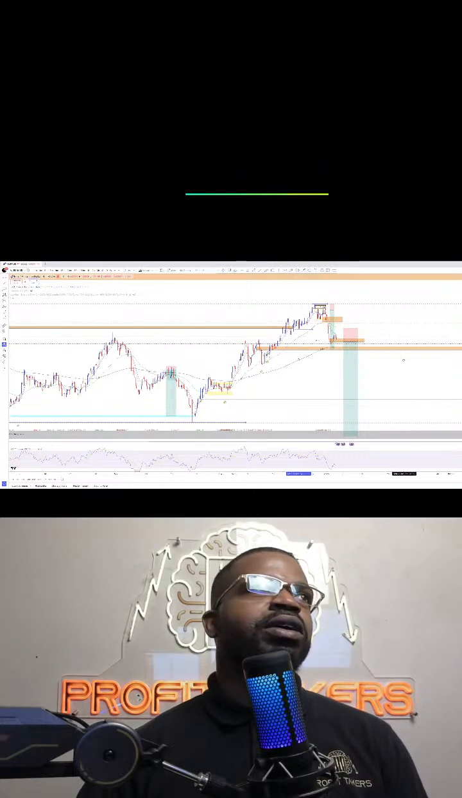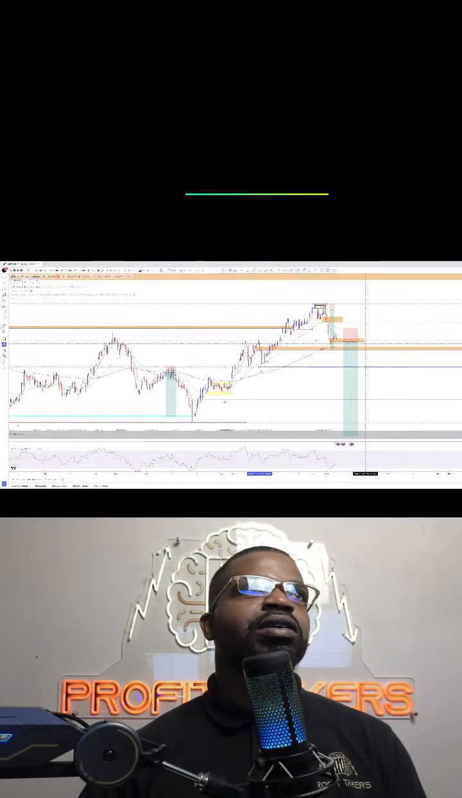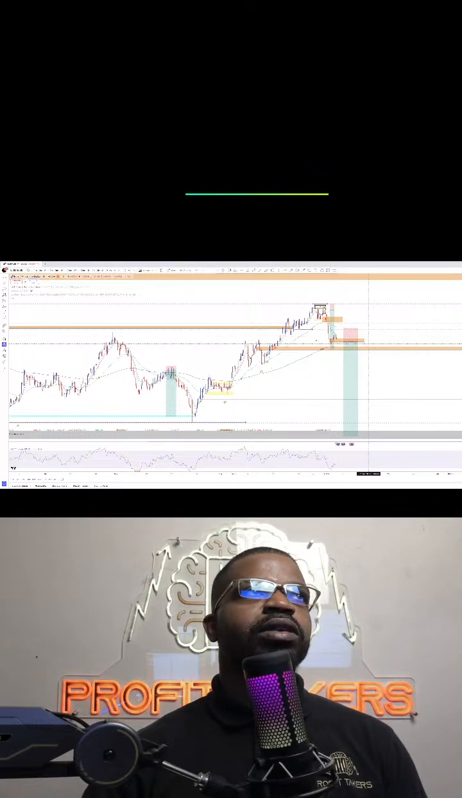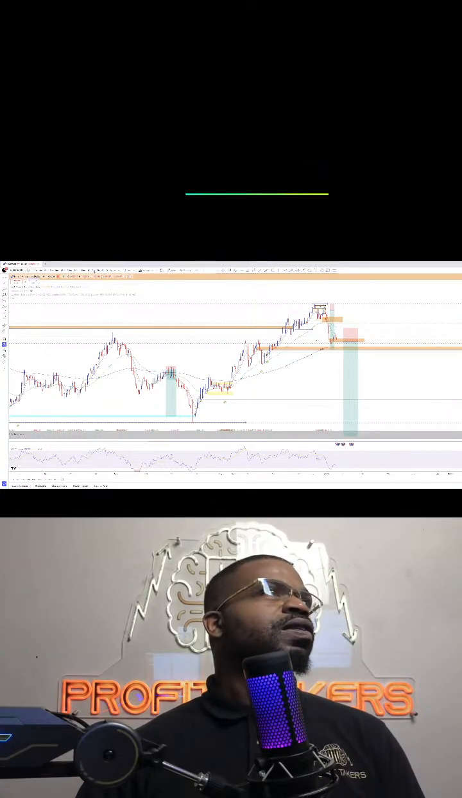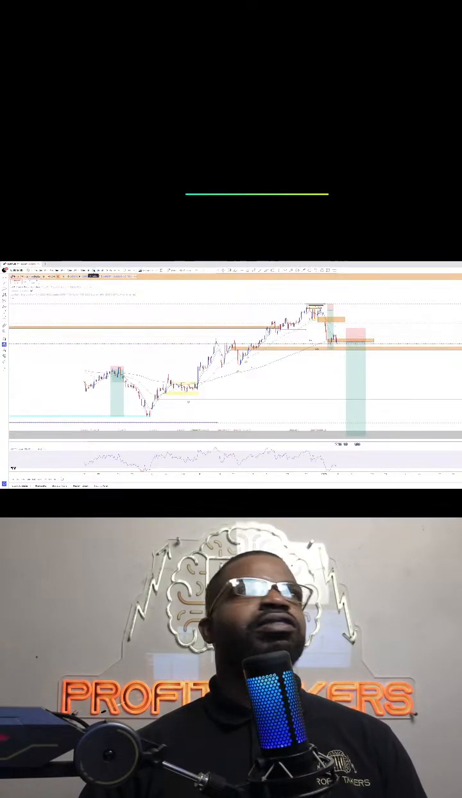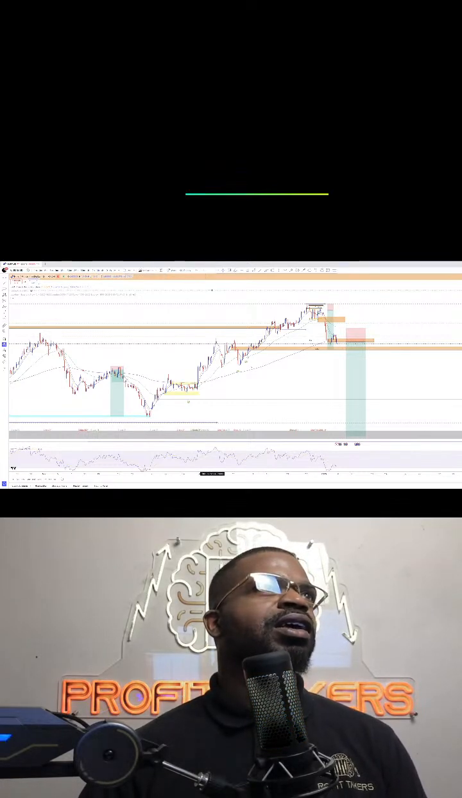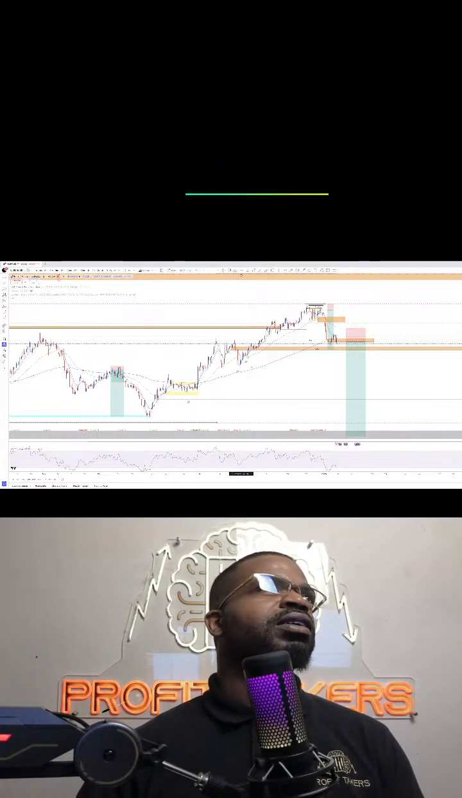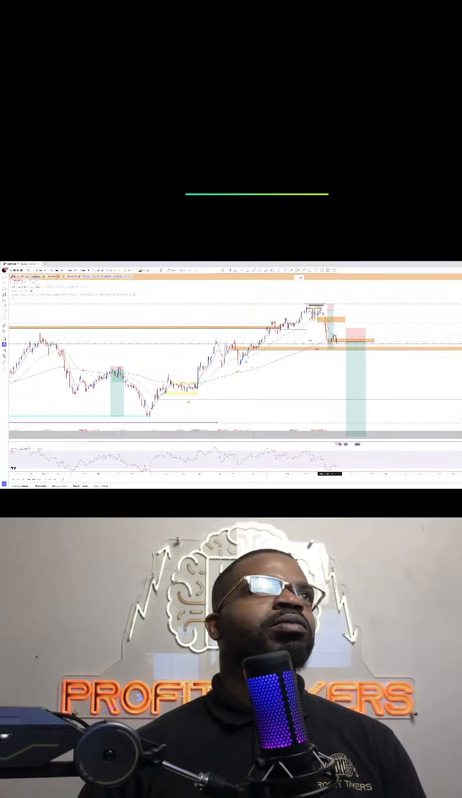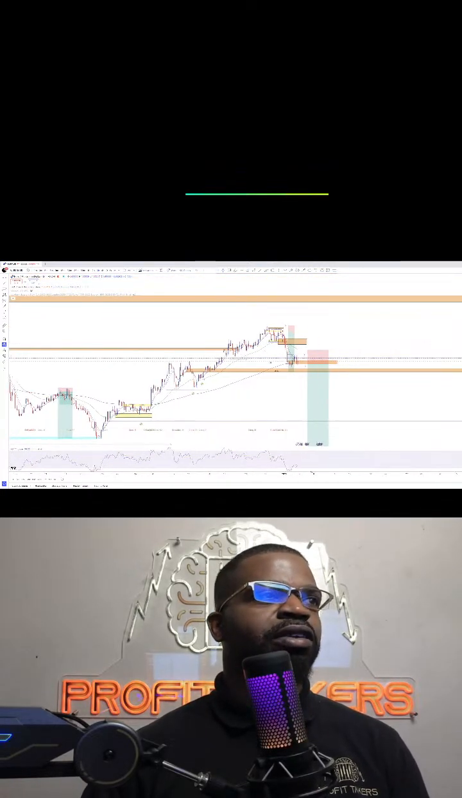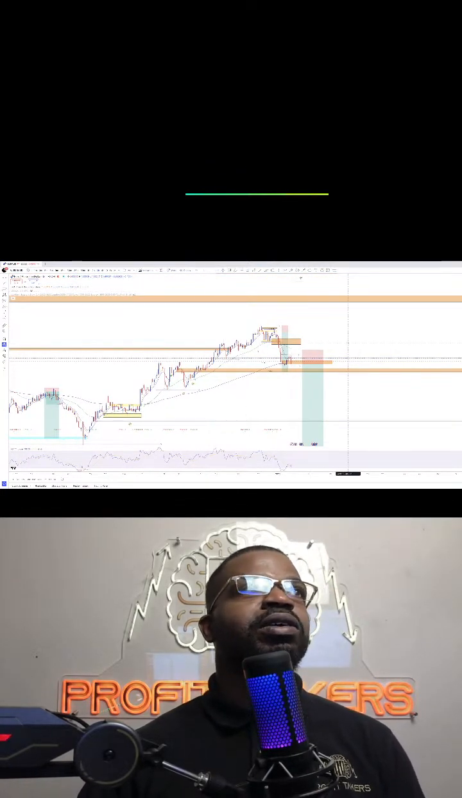So let's see, we're here. Boom. So let's come back during the London session. We're going to figure out what happened with this. Like I said, we do have a double bottom there. A double top that was formed right here. But wow, look at that.